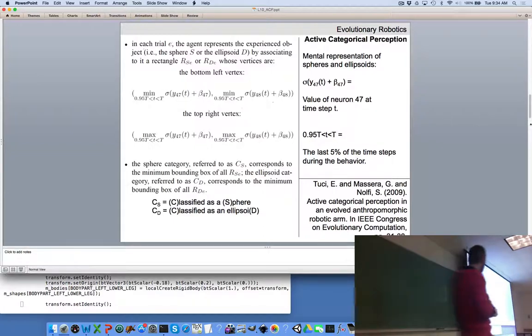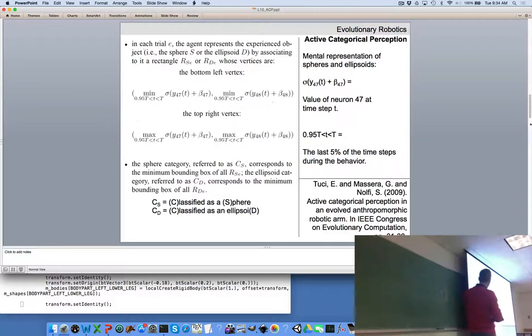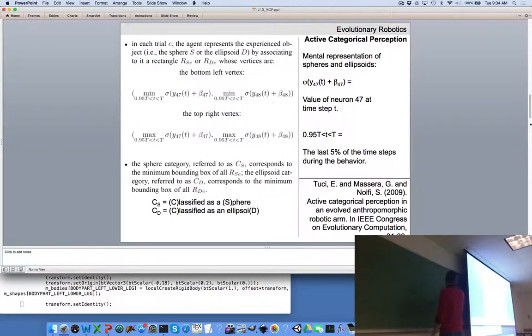Okay. All right, so what do we have now? We have a minimum bounding box, a bounding box representing all of the points here. So we actually have a rectangle that's drawn inside the phase diagram.